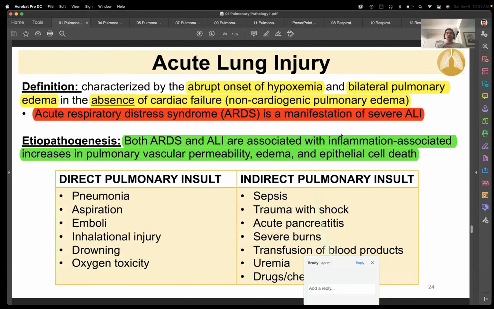All right, then we talk about acute lung injury. You see this abrupt onset hypoxemia. So that's hypoxia, which is difficulty getting blood in, or lack of blood coming into your lungs.